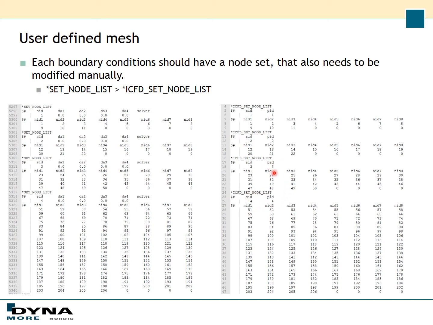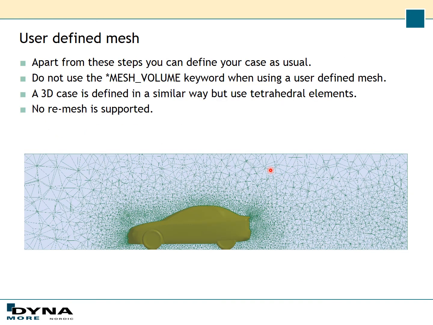But you can have a different part ID than the set ID. I have just used the same, but you can have, for example, 10 here if you want. Apart from these steps, you can define your case as usual, but you don't have to use mesh_volume, since you already have created the mesh.